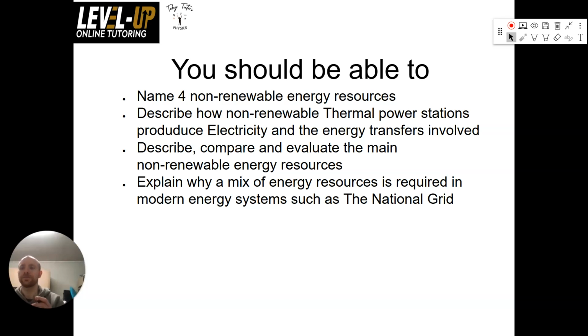Okay, so what we should know, you should be able to name 4 non-renewable energy resources, describe how non-renewable thermal power stations produce electricity and the energy transfers involved. You should be able to describe and compare and evaluate the main non-renewable energy resources, the pros and the cons, and explain why a mix of energy resources is required in modern systems such as the national grid. The national grid, of course, being the UK's energy system.